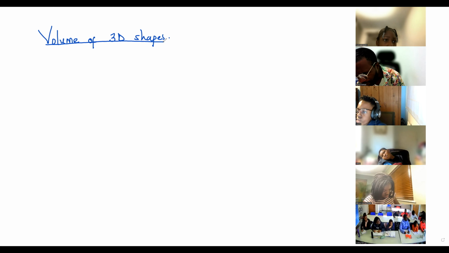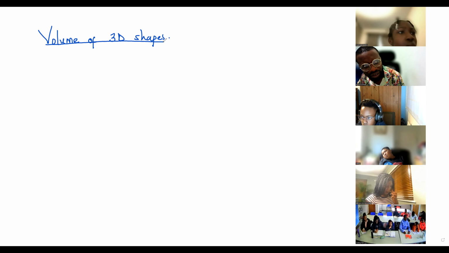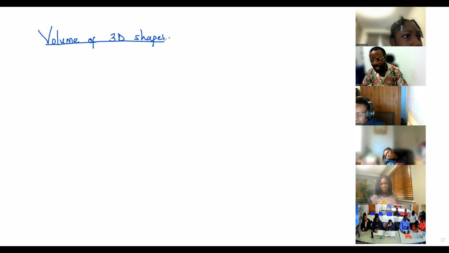Chris, what are you talking about? He's saying how can a volume of a 3D shape make noise? Because he's thinking of volume as in noise. I was going to ask what volume means.